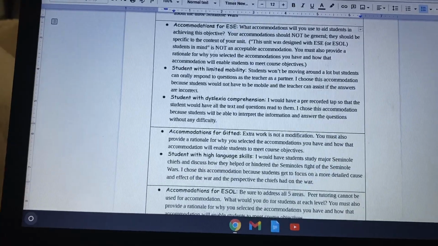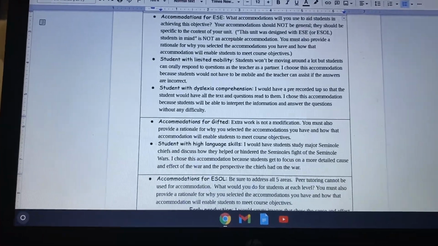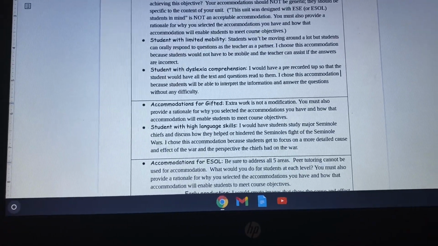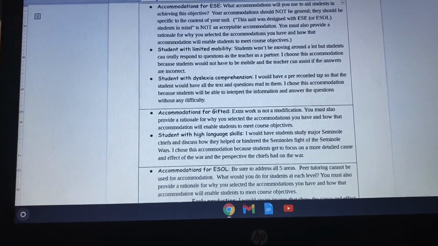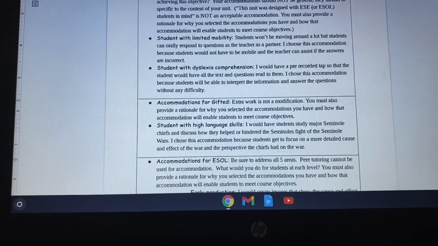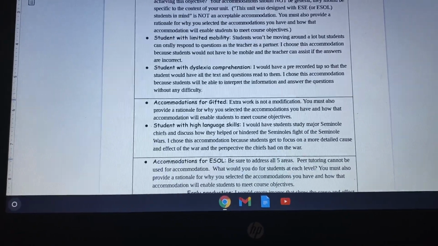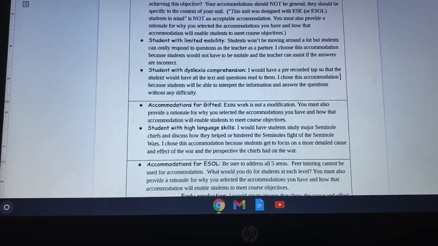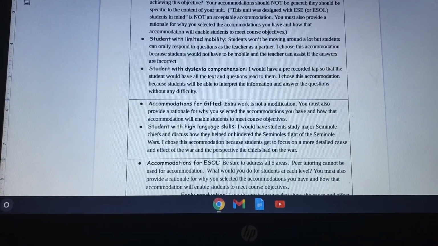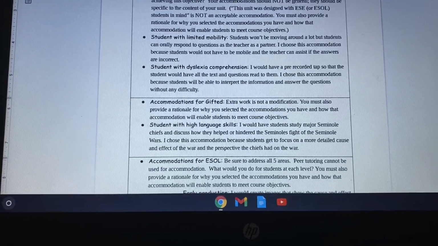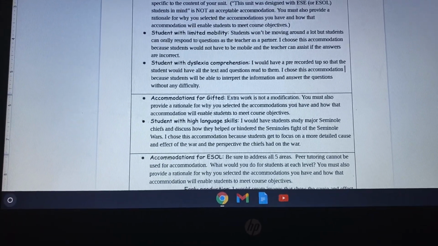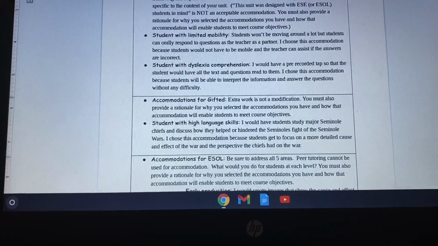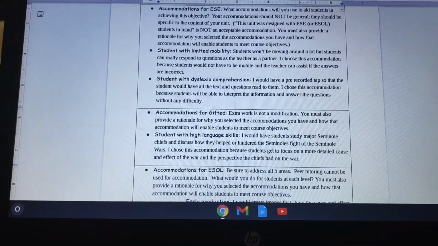So again, for ESE, I chose limited mobility and dyslexia. And for limited mobility, I said students won't be moving around a lot, but students can orally respond to questions to the teacher as a partner. I chose this accommodation because students will not have to be mobile and the teacher can assist if the answers are incorrect. And I said students with dyslexia, I would have a pre-recorded tape so that the student will have all the text and questions read to them. I chose this accommodation because students will be able to interpret the information and answer the questions without any difficulty.